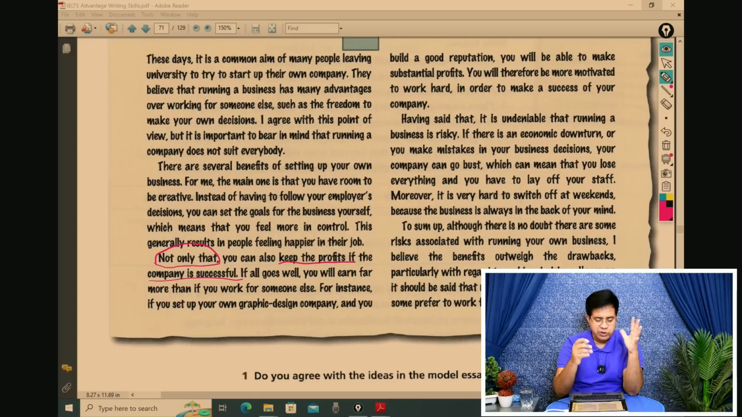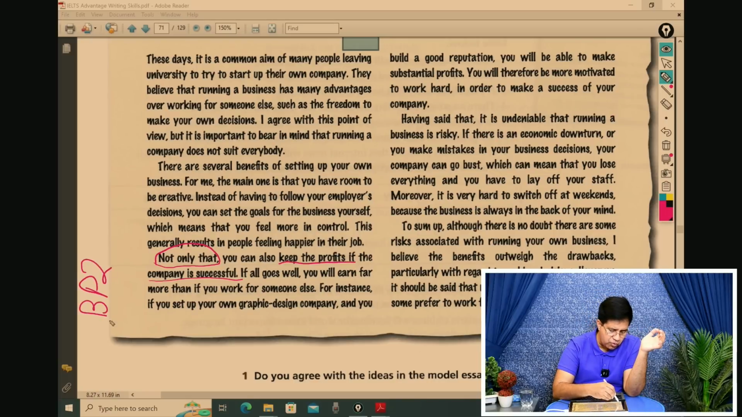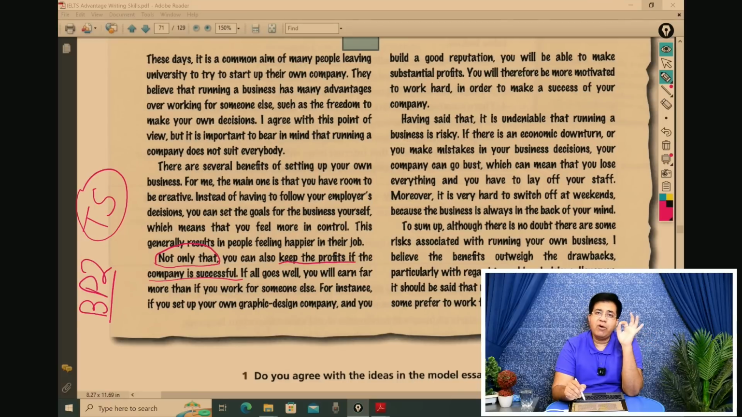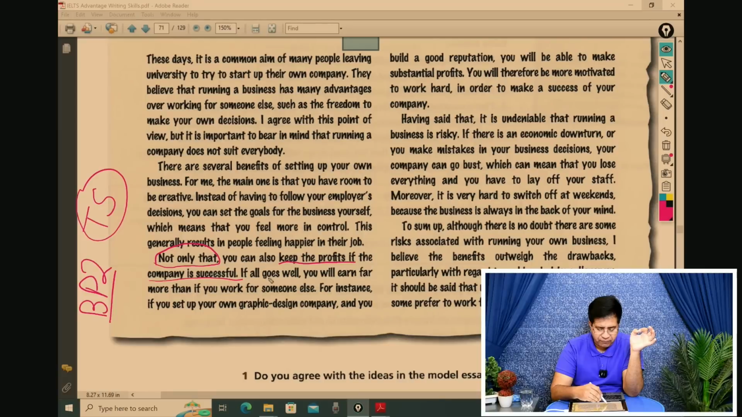Now throughout this paragraph, this is your body paragraph 2 and the topic sentence is keeping the profit. Topic sentence or the topic of this paragraph is keeping the profit. Now throughout this paragraph, you will only talk about keeping profits. Keep the profits if the company is successful. If all goes well, you can use such type of phrases. If all goes well, comma, you will earn far more than if you work for someone else.